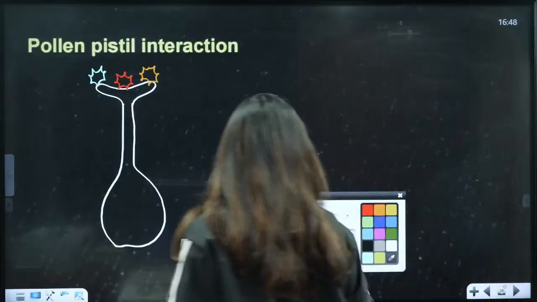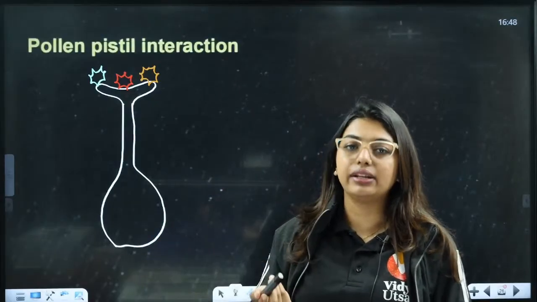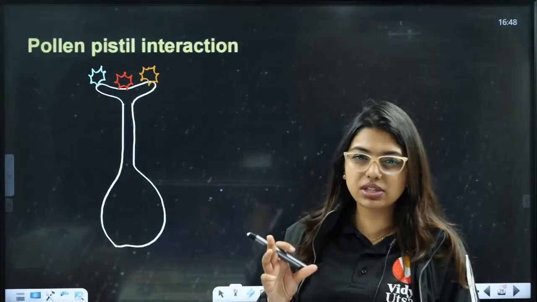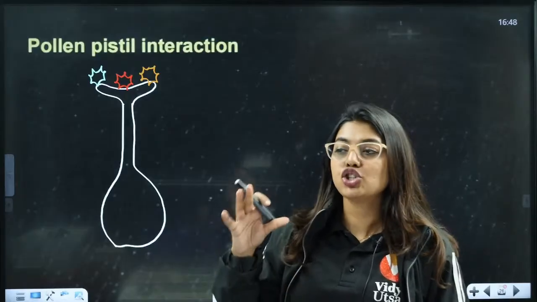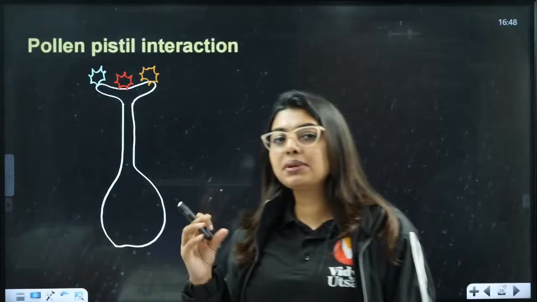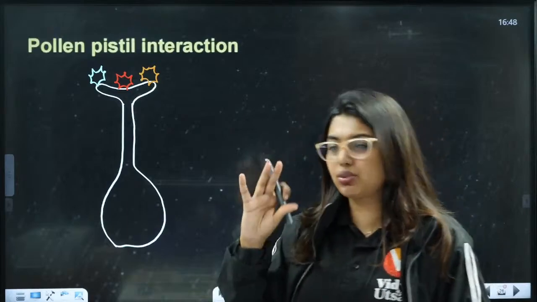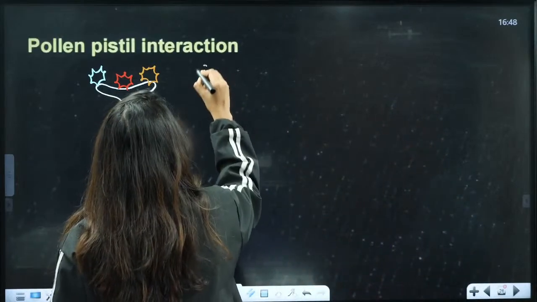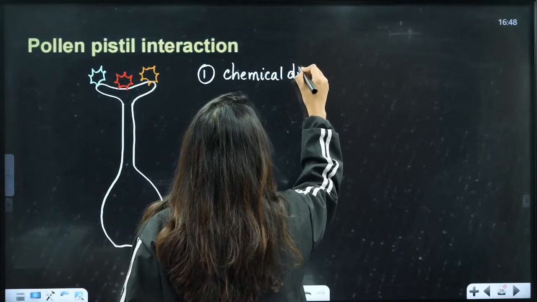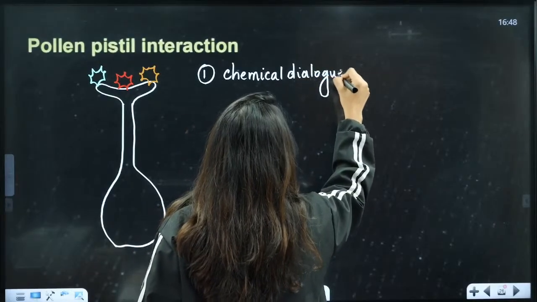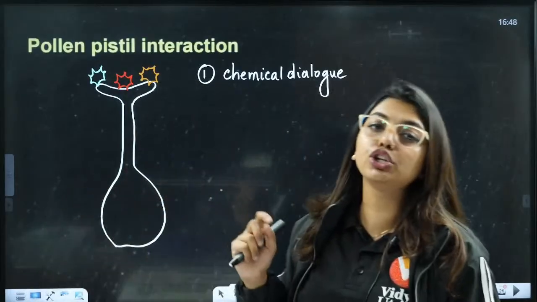So in these cases, the stigma will decide who is the compatible candidate. This word we use even in relationships. You are not a compatible candidate. That means what? That means you are not matching my type. Correct? So here, same thing. Pollen pistil interaction talks about whether the pollen and stigma are compatible with each other. So compatibility means, listen up. First, they are going to have something called chemical dialogue. Once the pollen grain lands, the stigma will release a chemical which allows the pollen grain to continue pollen tube germination.